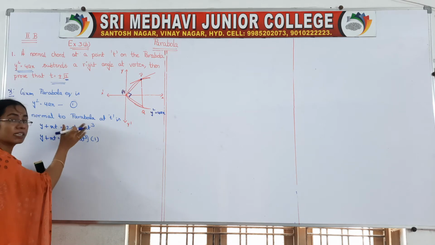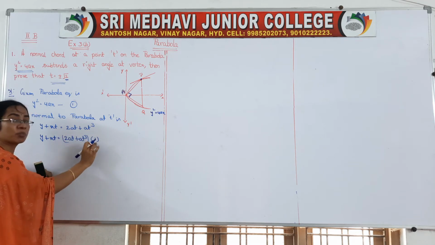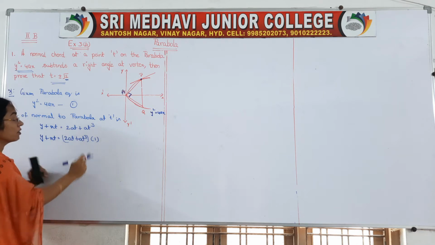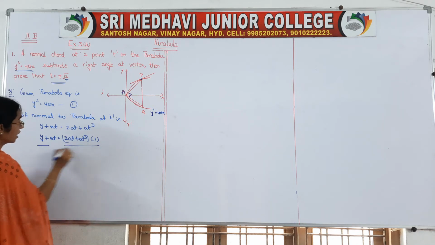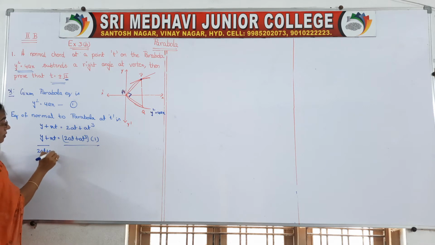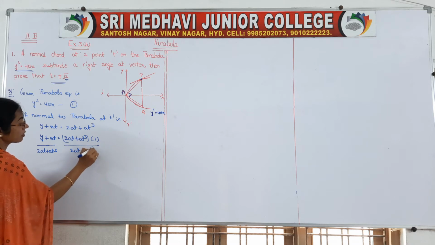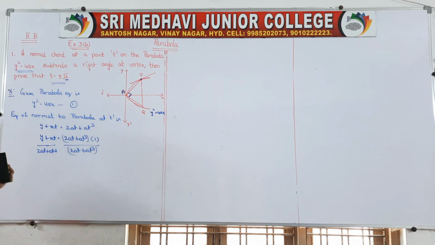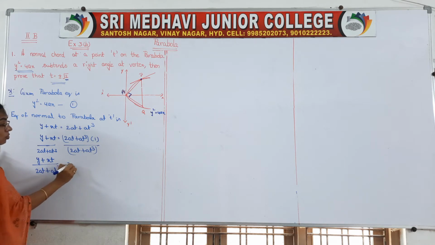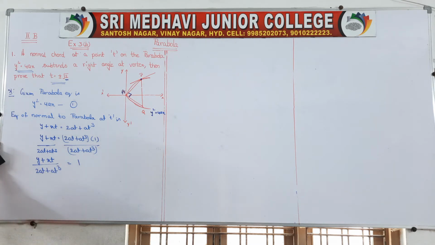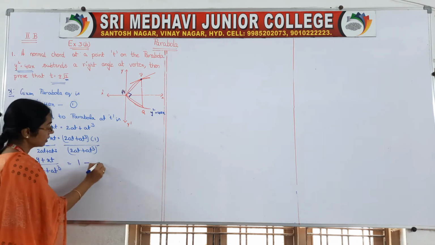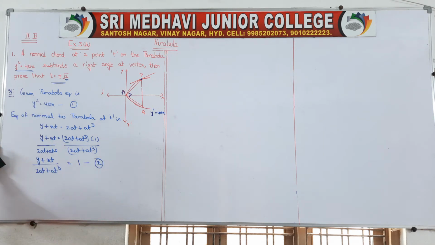So first you write this constant term as constant term into 1. Now you divide both sides by 2at plus at cube. Here also it is 2at plus at cube. So then what happens? It is (y plus xt) by (2at plus at cube) is equal to 1. You consider this as your second equation.